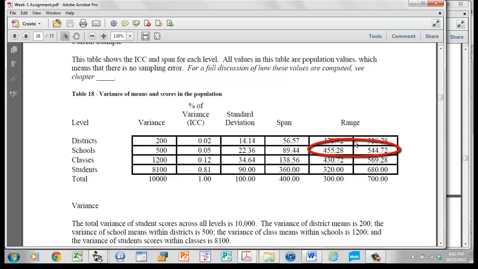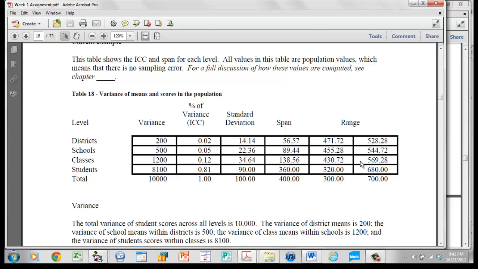But what happens if we happen to pick a district where the mean is not 500, but where the mean is 490? Then the school means are not going to range from 455 to 544. Rather, they're going to range from 445 to 534. So when we give the range, we're always saying, in the example where the district happens to have a mean of 500, this is the range that we're talking about.